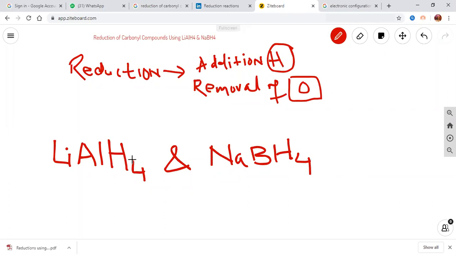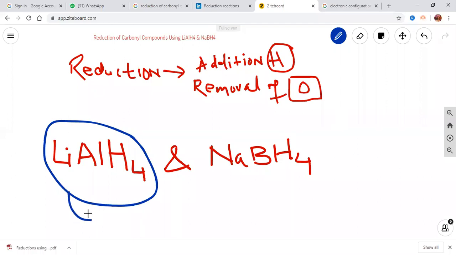Lithium aluminum hydride is a very strong reducing agent.